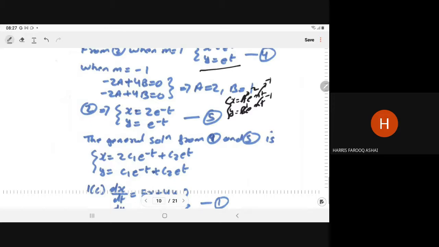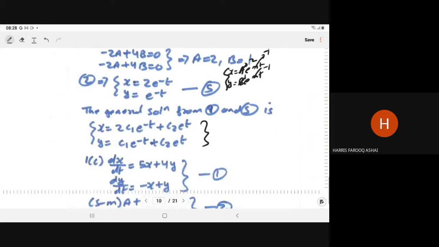So the general solution is their linear combination: x is equal to 2c1 e to power minus t plus c2 e to power t, and y is equal to c1 e to power minus t plus c2 e to power t. In this way, for this equation, we can determine the general solution. Online clear?